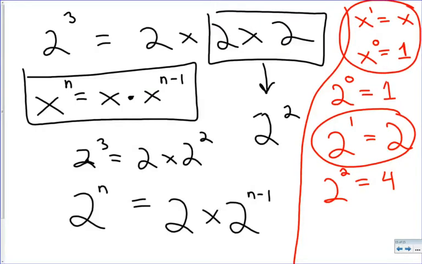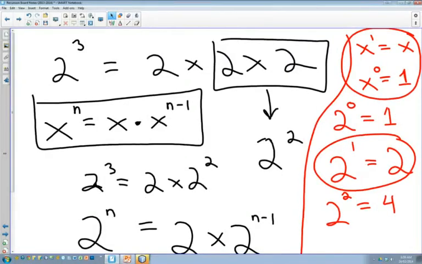Those two incidences are what are known as base cases. They are sort of exception cases. They are the exception to the rule. Anything to the power of n is that thing times anything to the power of n minus 1. Those are the two exceptions to that rule. And those are known as the base cases.